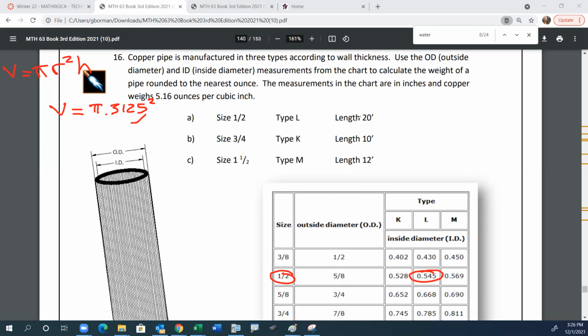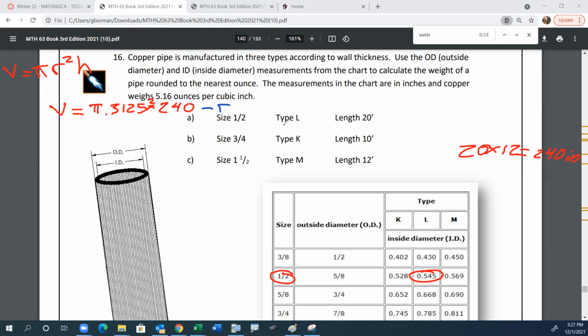But this is in inches and this is in feet. So let's convert the 20 feet into inches, and that'll be 240 inches. Okay, so our height is 240 inches. All right, so that will give us the volume of the pipe if there were no hole, but there is a hole. So we'll subtract away the volume of that cylindrical hole, which is going to be very similar.